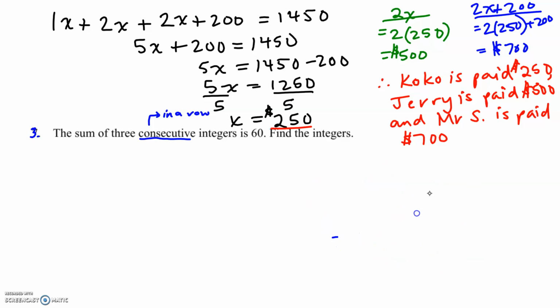So when I'm looking at doing my let statements, because I have to find the integers, that means I'm finding 3 numbers, I'll need 3 let statements. So I have expressions representing each number, and I'm going to let x represent the first integer.